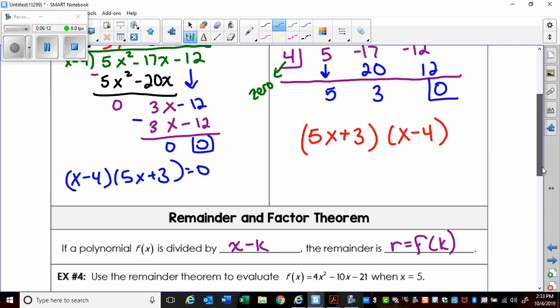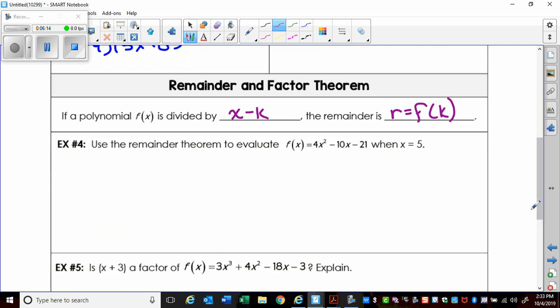Alrighty, let's just keep going. The remainder and factor theorem, this is pretty cool. If we have a polynomial divided by something like x minus k, where k is a number, the remainder r equals f at k, and that is on the graph. That's what it's trying to say. This is going to be on the graph. So I'm going to show you what that means on this one.